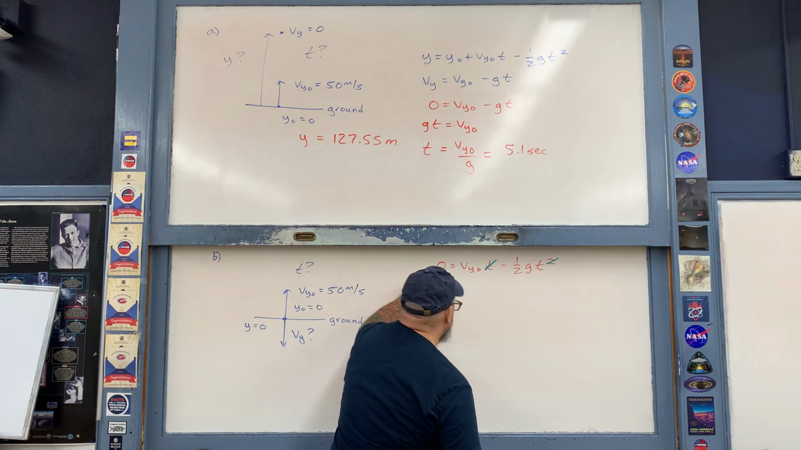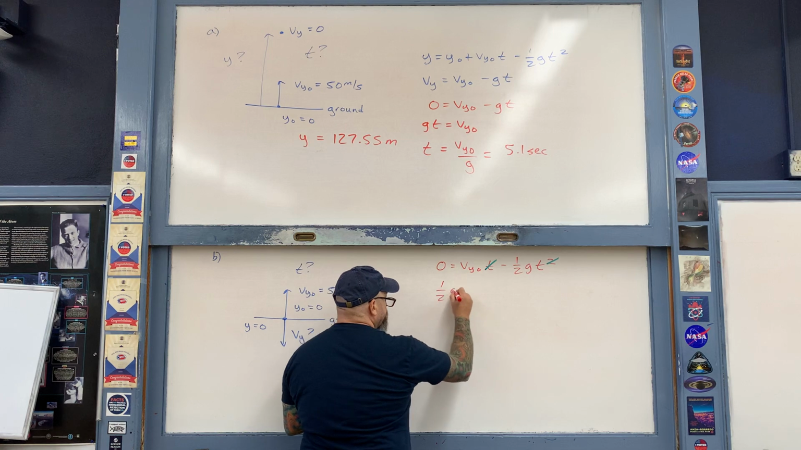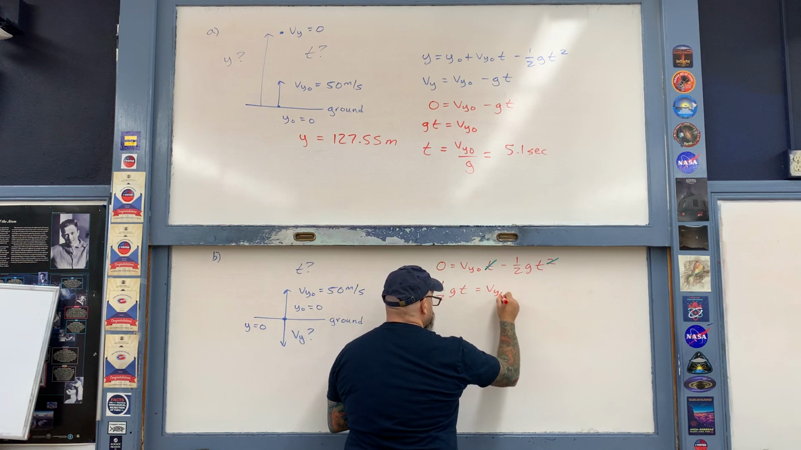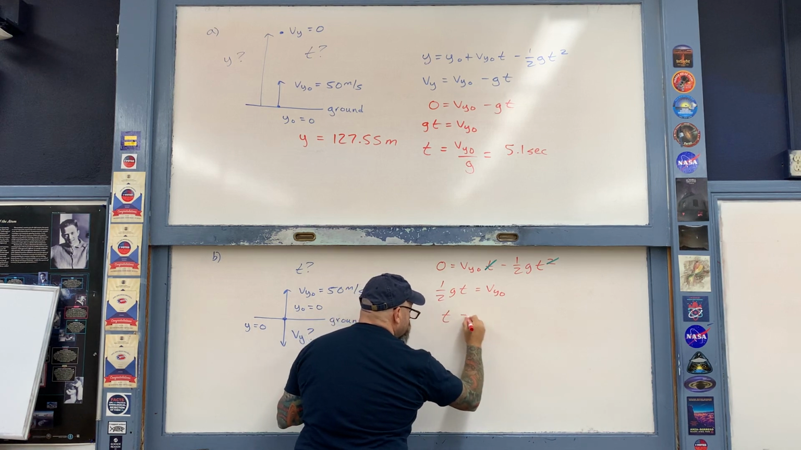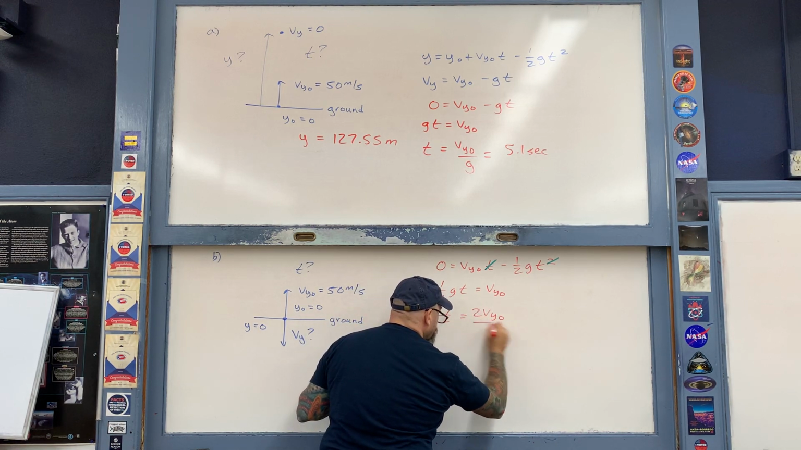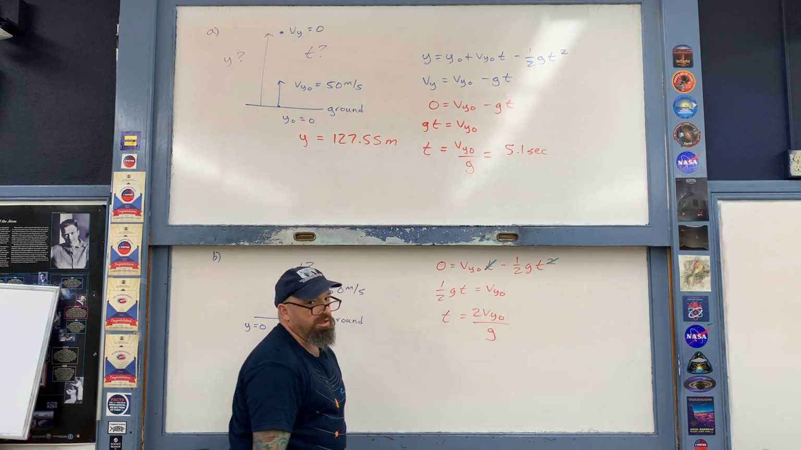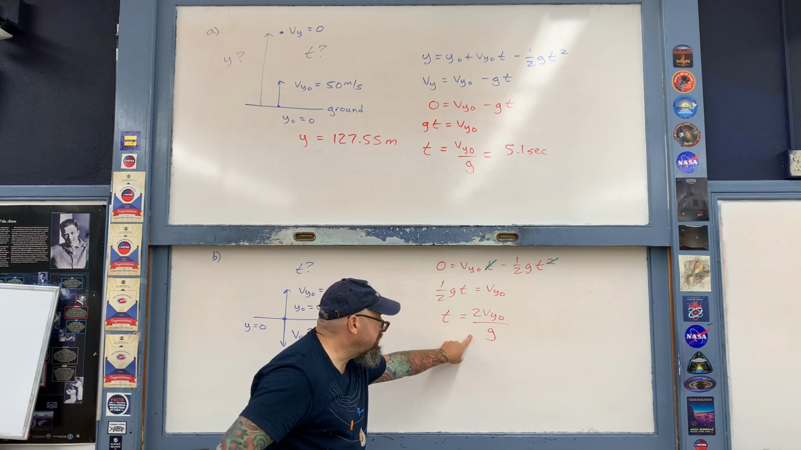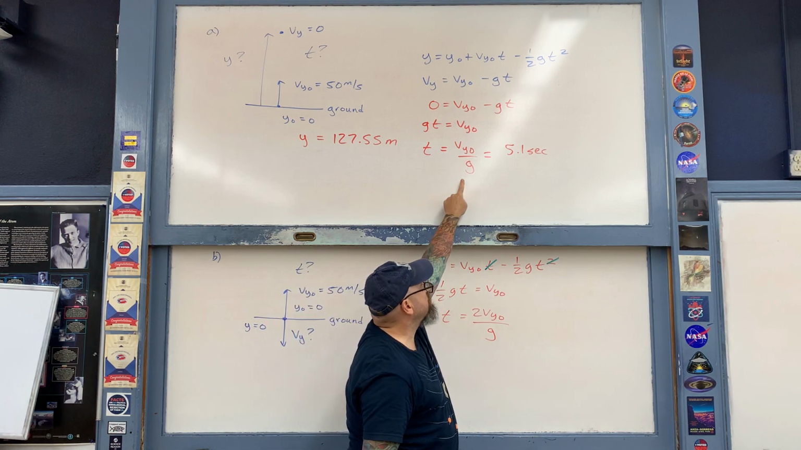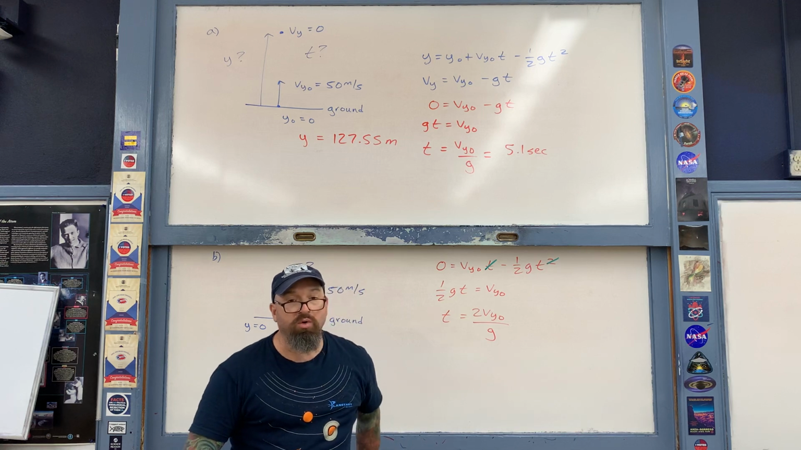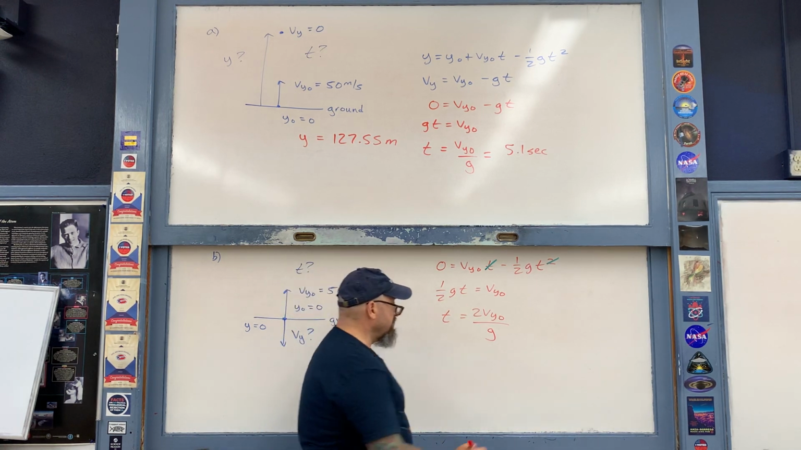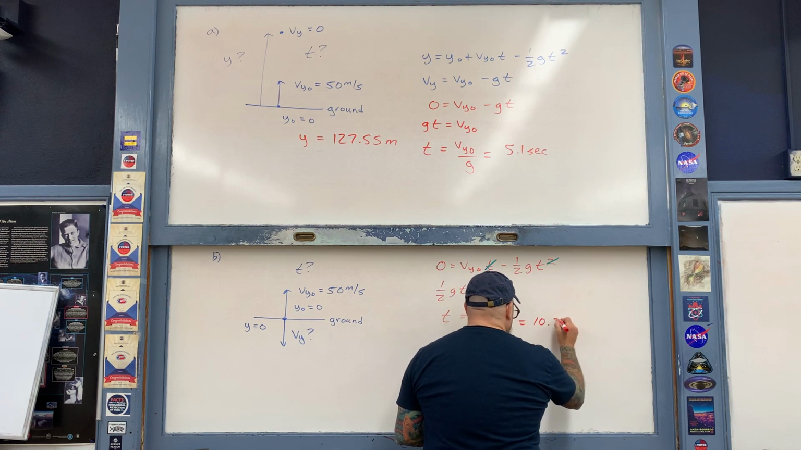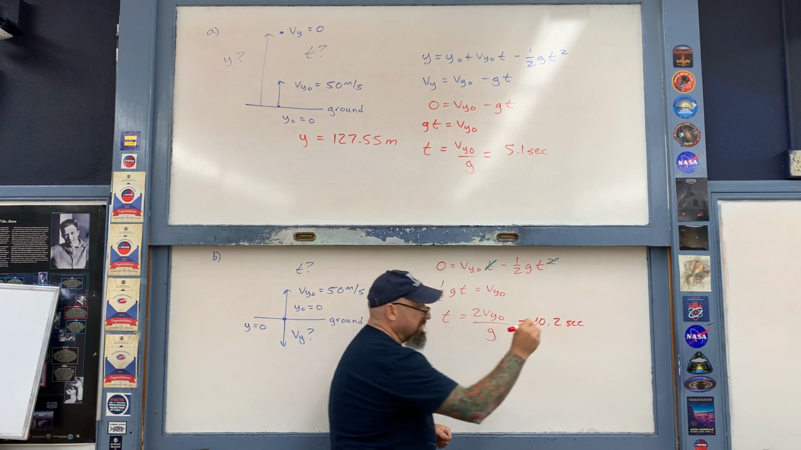So let's move the 1/2 gt to the other side, like so. And then just cross-multiply the 2 and the g to the other side to obtain the following expression here. Notice that this expression here is twice as much as the expression here to go upwards in part A up on the top board. So then therefore the answer is the total time here of 10.2 seconds.